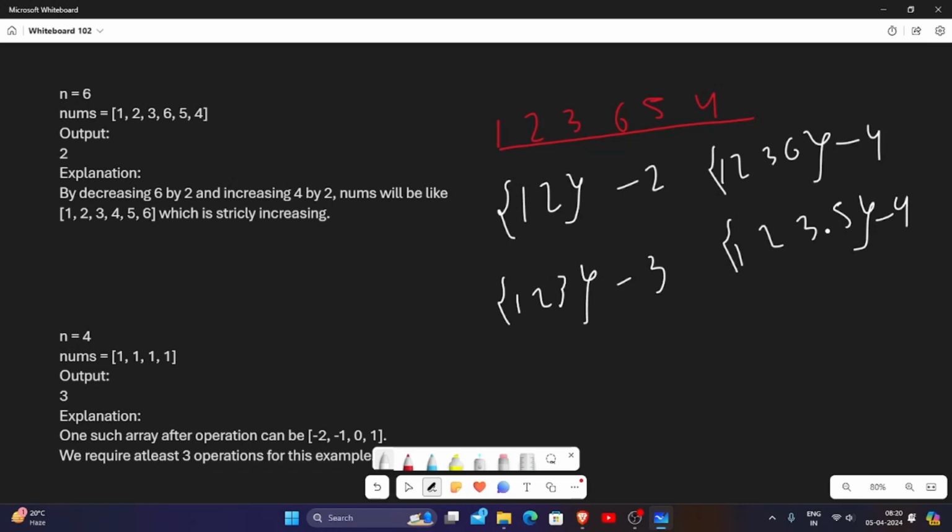So if I have taken 1, 2, 3, and 5 as the maximum subsequence, that means the remaining elements are the ones which are actually violating the property. If I have 6 elements and 4 are already in the strictly increasing subsequence, the elements I am left with would be 2, and we can see 2 is the output here. That means 2 elements are violating.